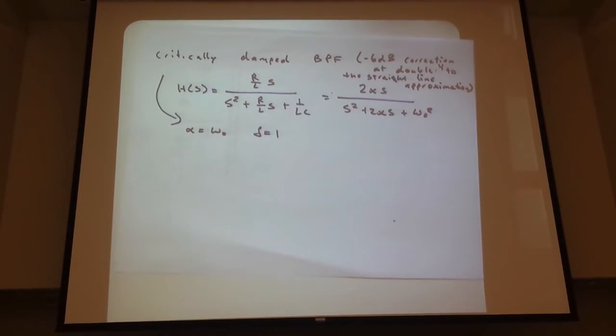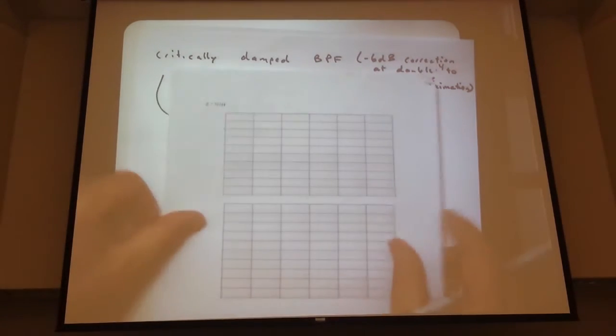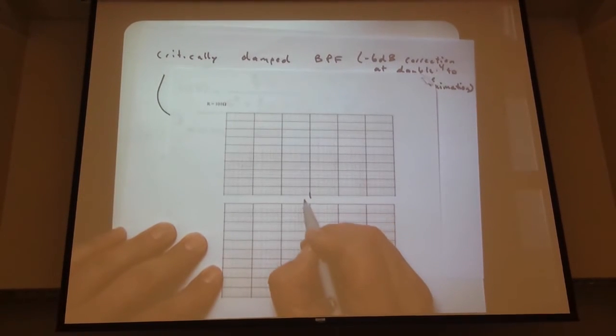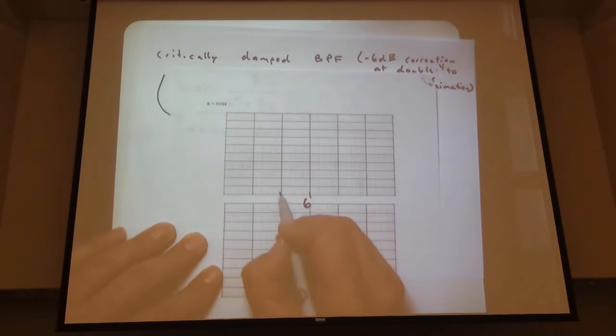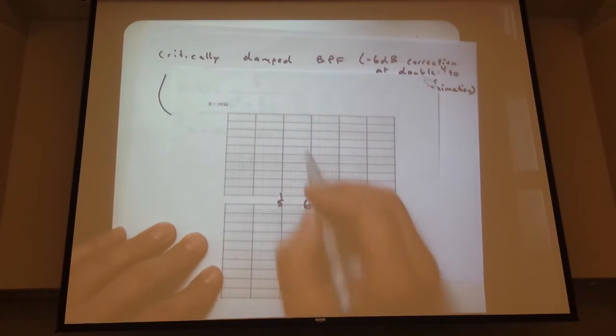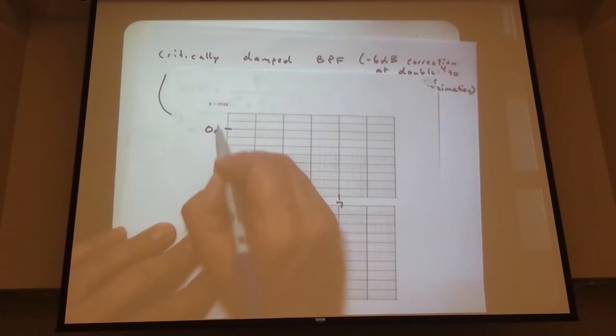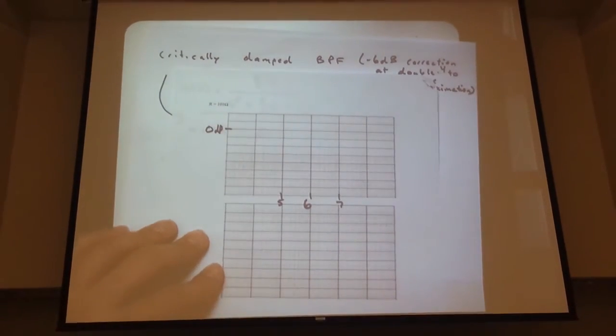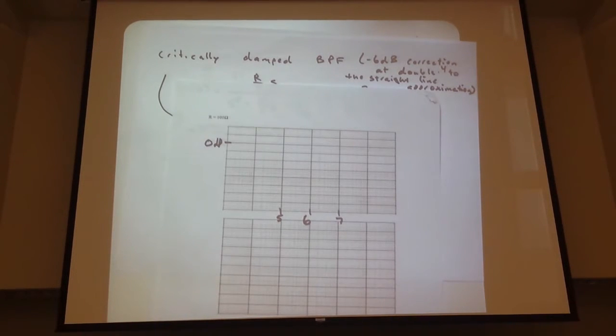Well, for the band pass filter, what do we look like? What does it look like? Well, we already know it's 20 dB roll off on each side. It's critically damped. There's 10 to the 6, 5, 7. There's 0 dB. Well, I need to be a little bit careful here.